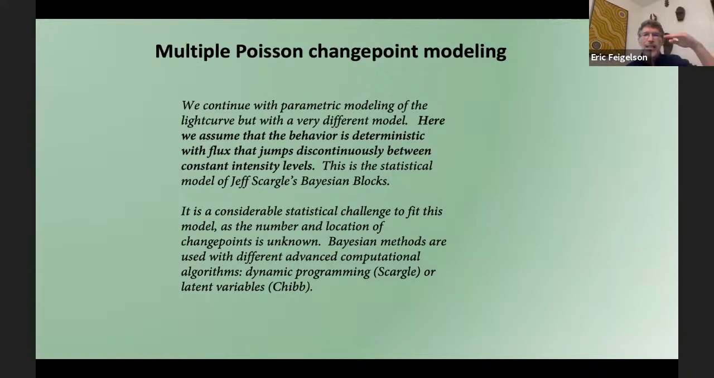But the statistical model is a piecewise discontinuous levels of several levels. And the point is to find if there is a change, where the time change points occur, what times they occur, and what the new levels are. It ends up, this is quite a challenging statistical problem. Jeff deserves tremendous credit for basically solving it. He uses an advanced computational method called dynamic programming. And the problem was also addressed in statistics, also in the last 15 years, roughly, by Chib and others, using a completely different algorithmic approach involving latent variables.